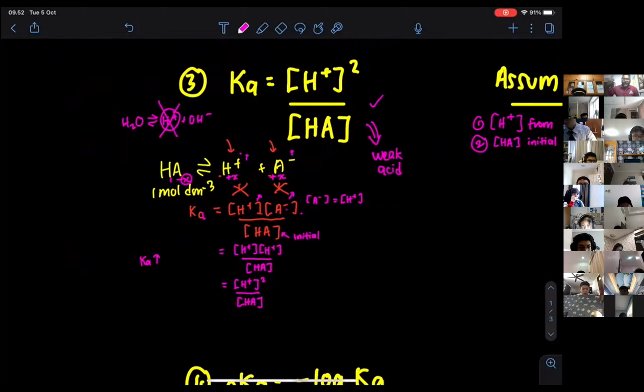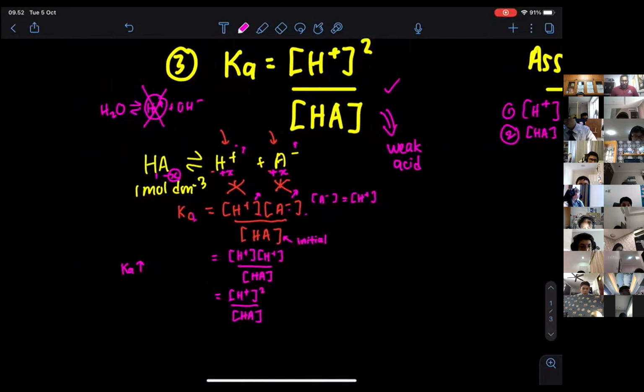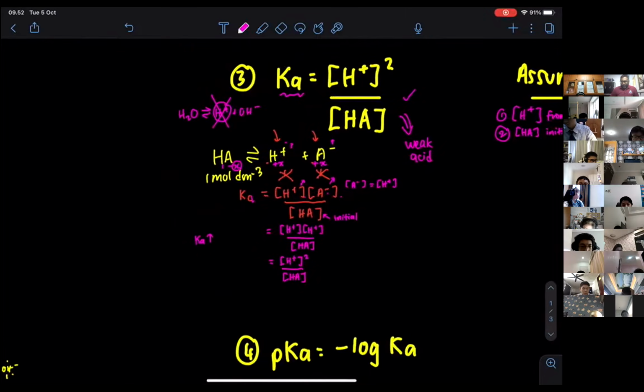You do not need to think about ICE, initial, change, equilibrium, and so on. Straight away, if they ask you to calculate the pH, you can do that, but you must know the Ka. Without knowing the Ka, you will not be able to calculate the pH of that weak acid. So you need to remember that.